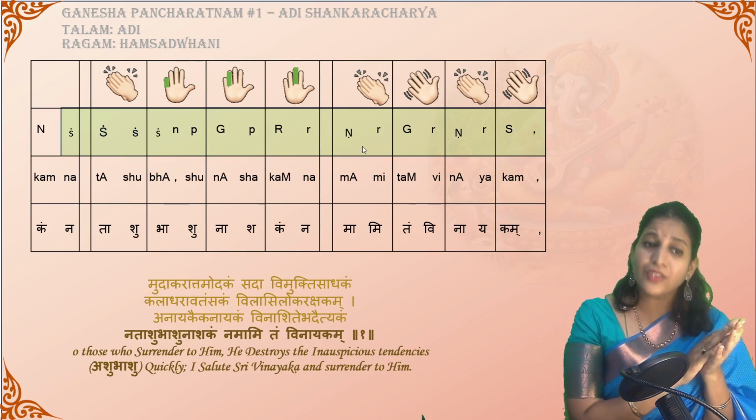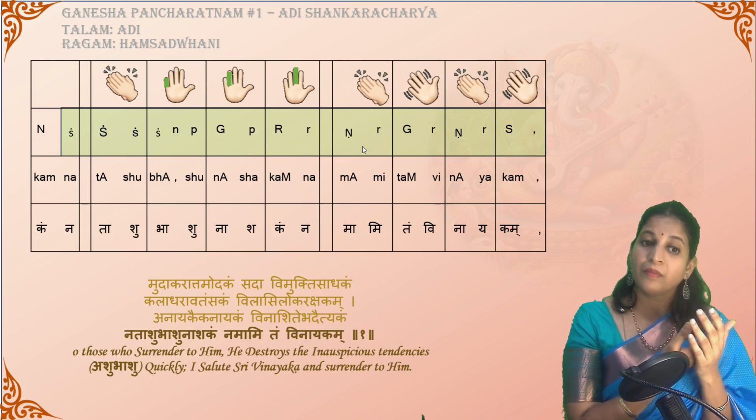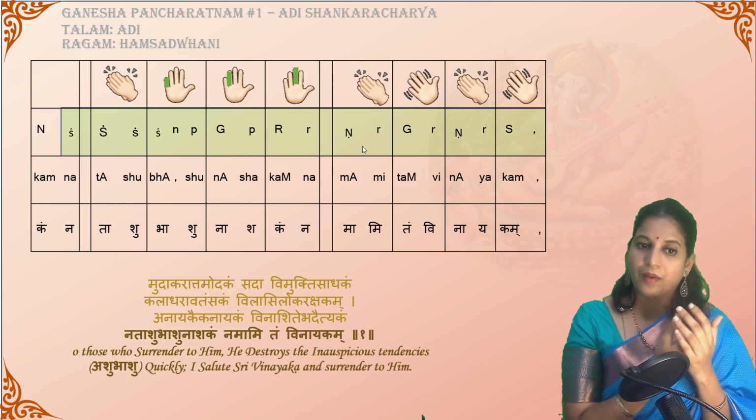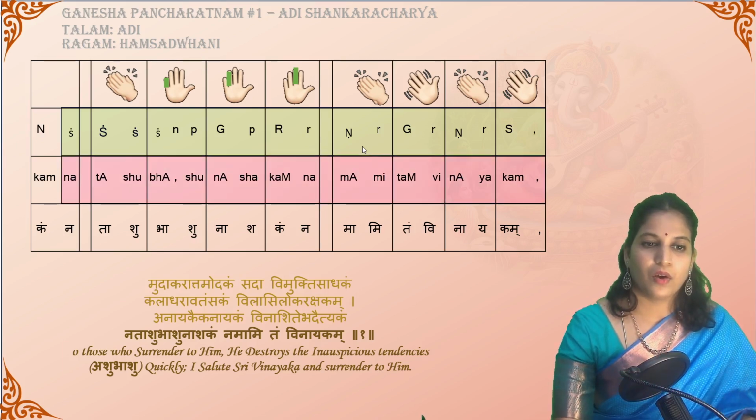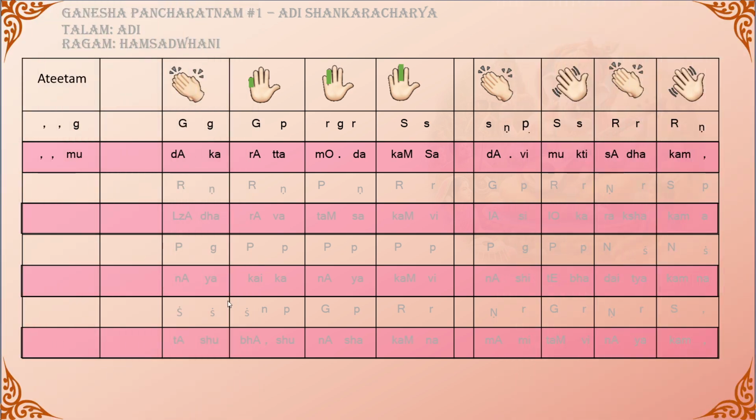Nadashu bhashu nashakam namamitam vinayakam. Okay. Until now, we have seen each line in detail, the Swaram and Sahityam. Now, let us sing the Swaram and Sahityam of each line in tAlam.